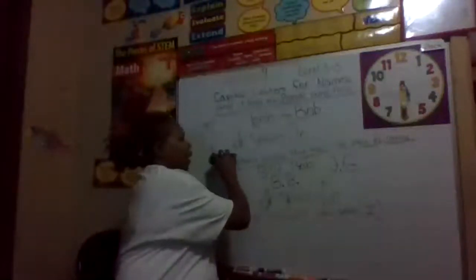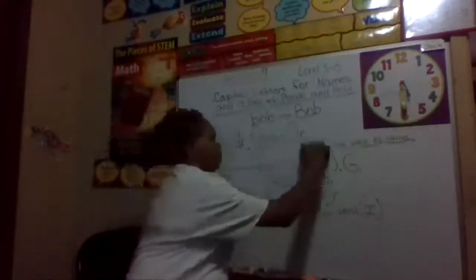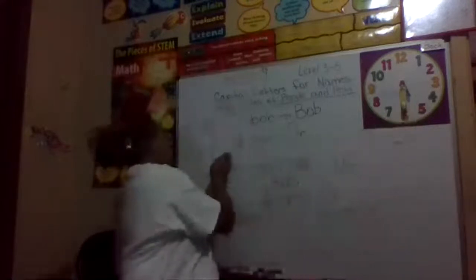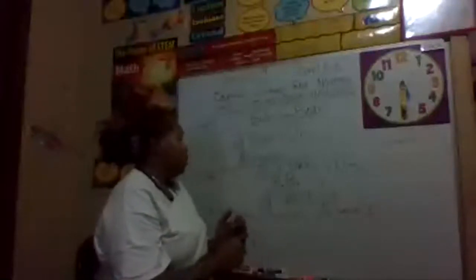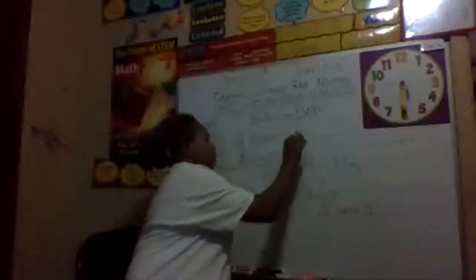Now, let's look at this right here too. It says capitalize initials that take the place of names. That's going to be things like Mississippi. Well, we're from Mississippi. What we will do is we're just going to call it Miss, but we're still going to capitalize the M in front of the Miss. So it will be M and S.